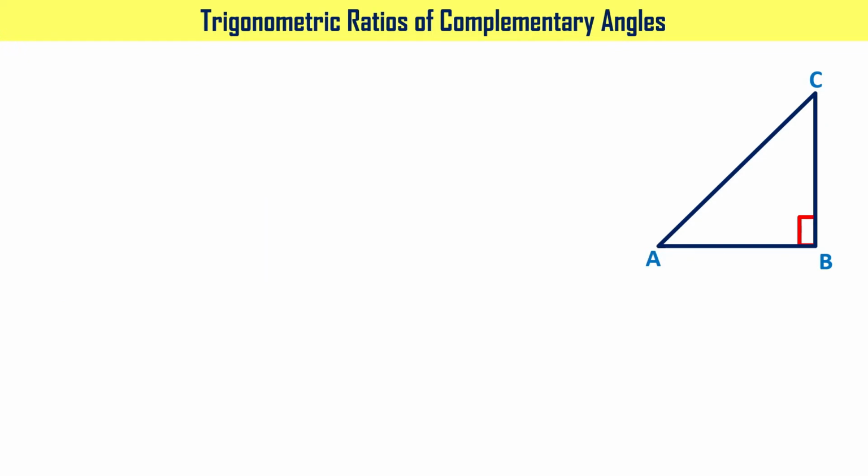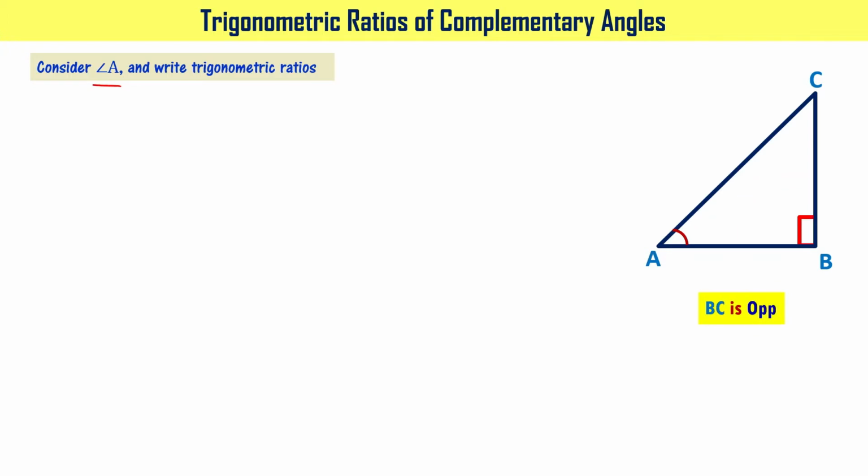Now we understood about complementary angles. Let's learn about trigonometric ratios of complementary angles. Here we have two acute angles, angle A and angle C. Let us consider angle A and write trigonometric ratios for that. For angle A, what is the opposite side? Side BC is the opposite side, and the adjacent side is going to be side AB.